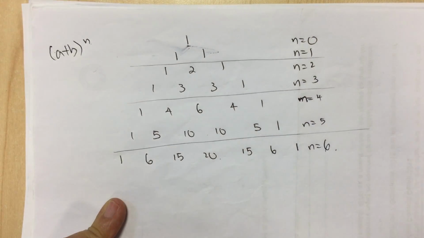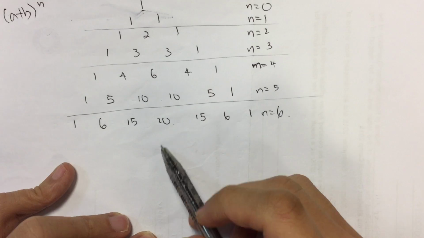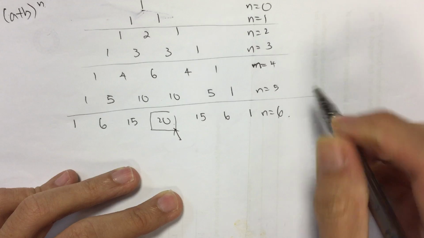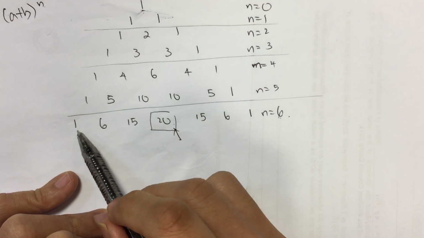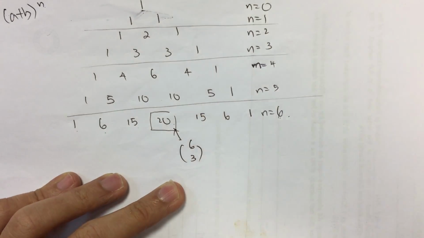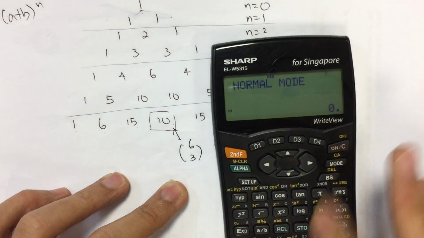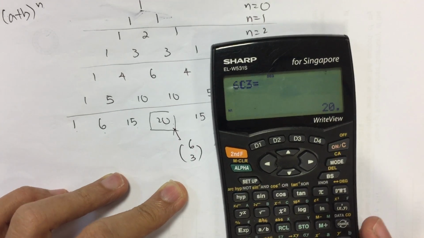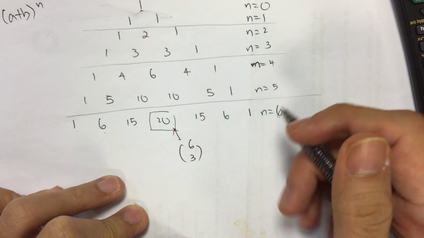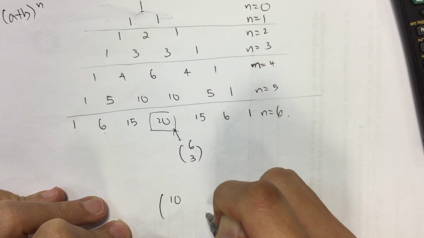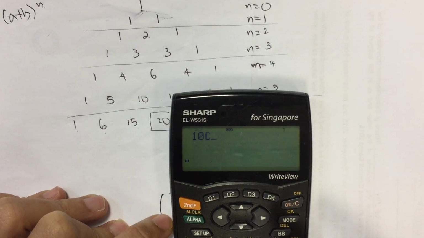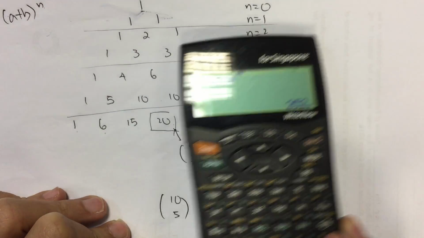And then we talked about how to find them using the calculator. Let's say I want to find this value. I know this is level 6, position number 0, 1, 2, 3. This is level 6, position number 3. Then we can use our calculator to help us. 6C3. Answer is 20. That is how we have this. So if I want to find level 10, position number 5, then I will just press my calculator. 10C5. Answer is 252.